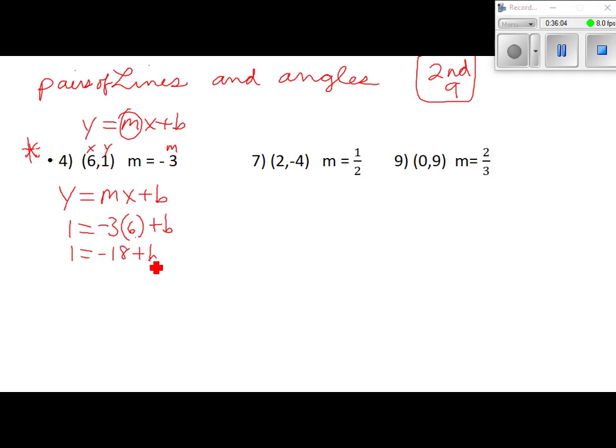How do I solve for b? Add 18 on both sides. Very good. These cancel out. You're left with b equals what? So I now know b is 19. M is negative 3. What's my equation for that line?